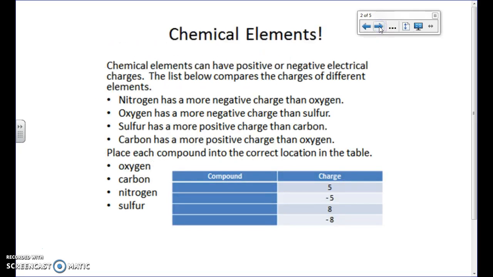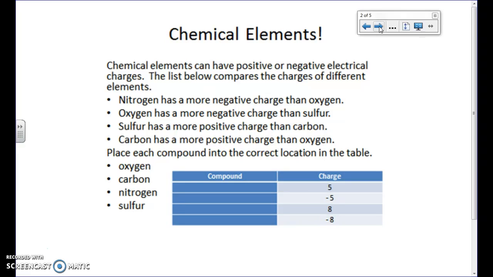Okay, the first problem here has to do with chemical elements, and you may or may not have learned in science class about positive and negatively charged atoms. Specifically, it says that chemical elements can have positive or negative electrical charges. The list below compares the charges of different elements. Now, Mr. Gillum kind of made this problem up, so the actual negativeness or positiveness of these elements in particular is not accurate. So don't think that oxygen always has a positive 5 charge or anything like that. It's just a made up problem.